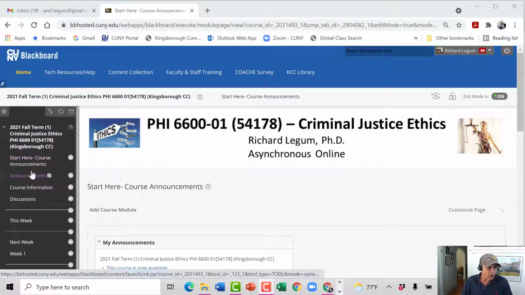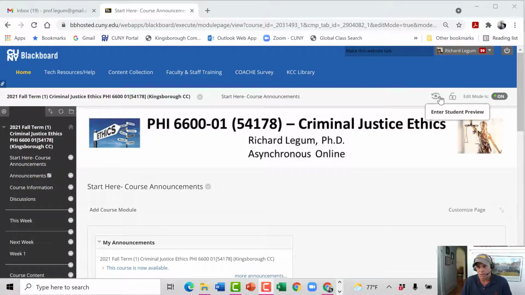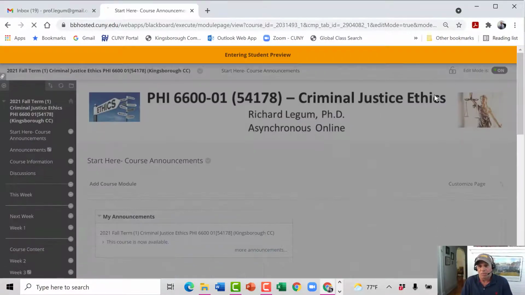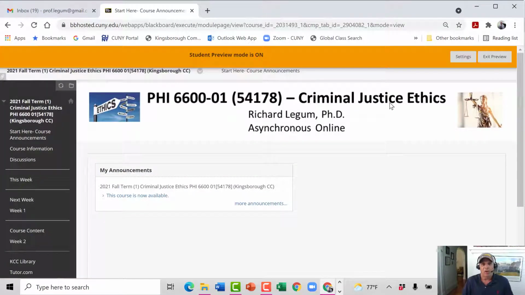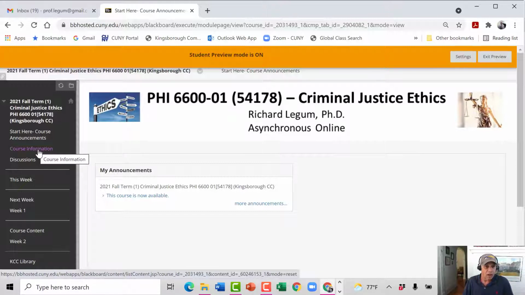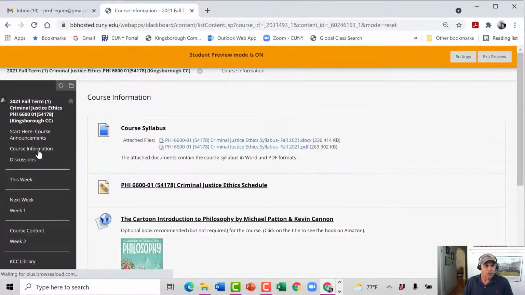If you go into the menu on the side of your screen, you'll see Start Here, which is where we are, and Course, where I just leave course announcements. You can't even see course announcements. I should have made this look more like the way it looks to me, but I'm in student preview mode. This is the way it'll look to you. But where to find the course schedule is in the course information section.